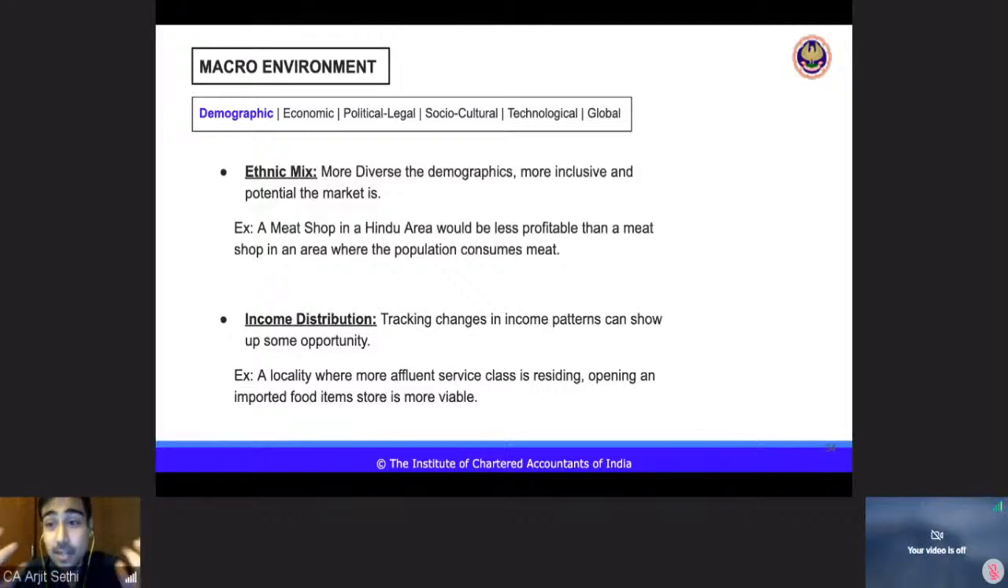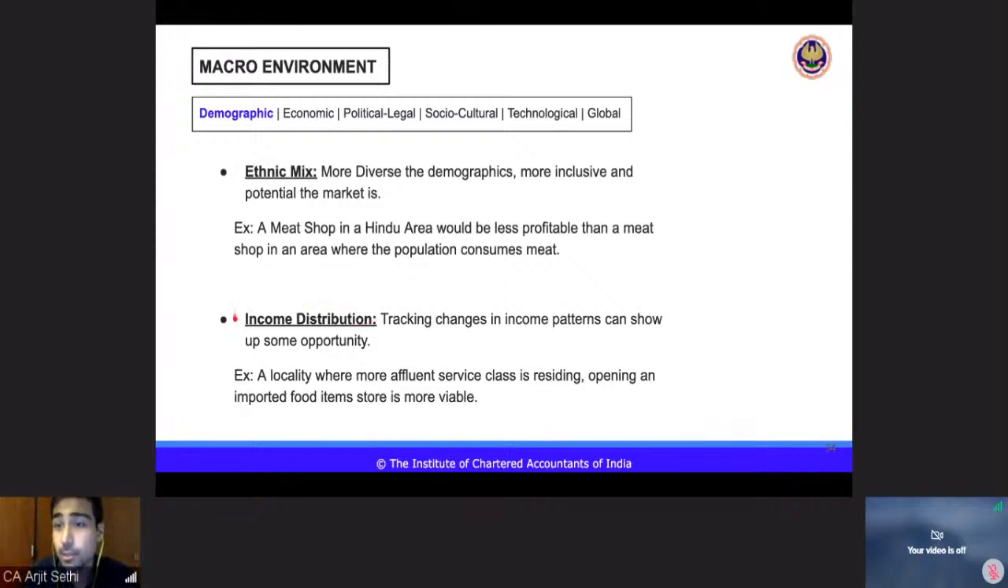So from the ethnic mix perspective, I'm understanding the demographics of the area where I'm having my business. For example, a meat shop in an area where everyone is Hindu would be less profitable than a meat shop in an area where people consume more meat. So you have to understand the ethnic mix of the area where you're actually doing your business.